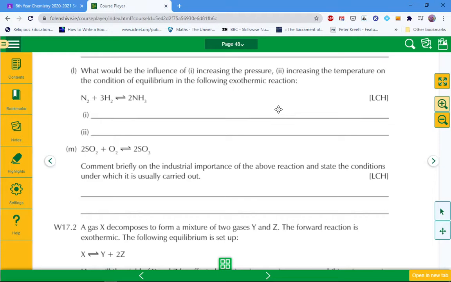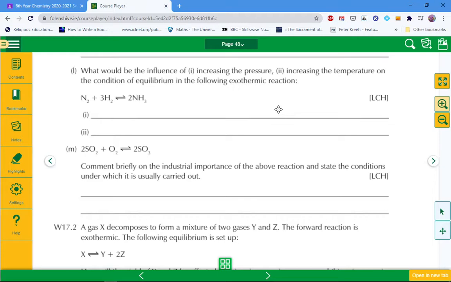So first of all, pressure. Increasing pressure pushes the equilibrium towards the smaller side, the ammonia side. So therefore that is going to be increased in concentration because of an increase of pressure. What about increasing the temperature?